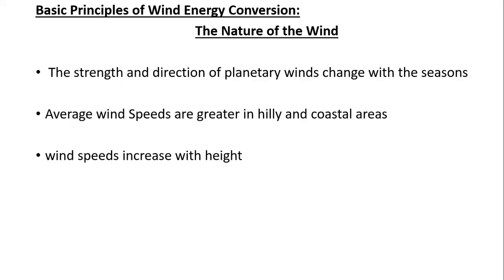Average wind speeds are greater in hilly areas, and in coastal areas they are also greater. Wind tends to blow more consistently and with greater strength over the surface of the water, where there is less surface drag. Over the surface of the water, the wind will blow more consistently and with greater strength. These wind speeds will increase with height.